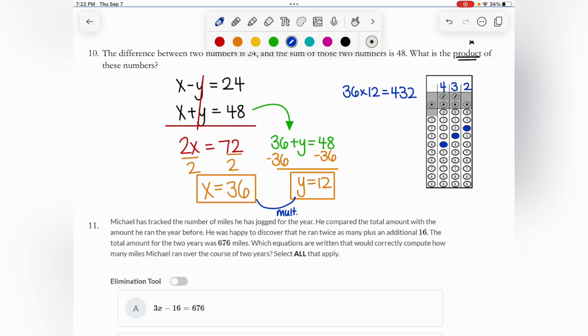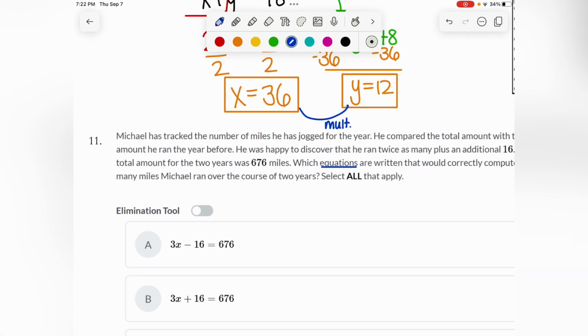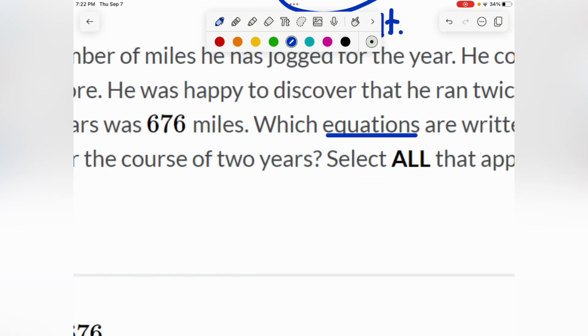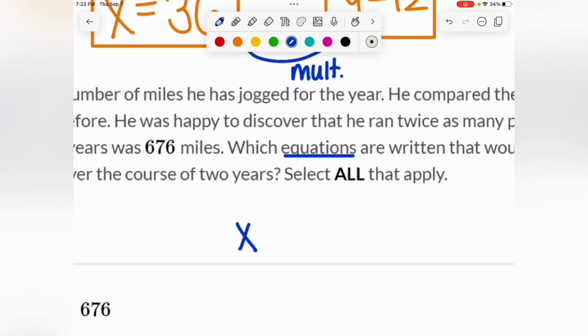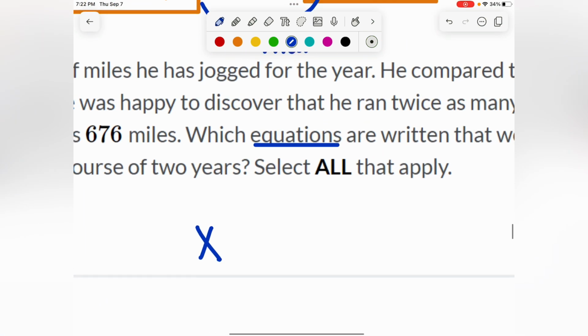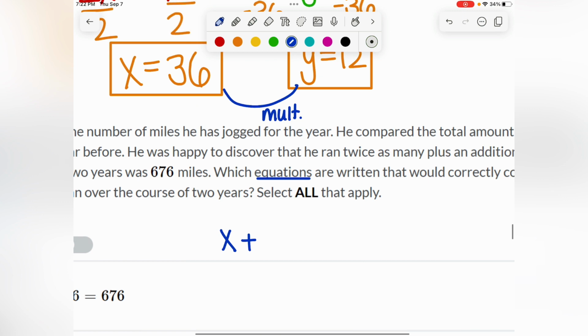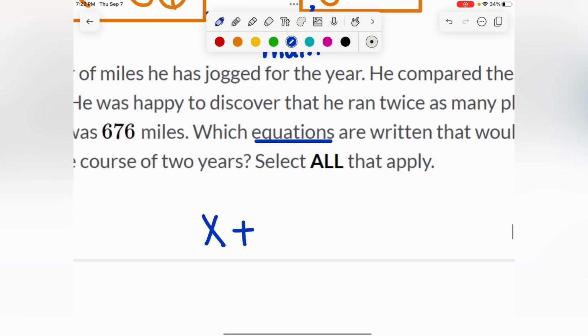Which equations, plural, are written that would correctly compute how many miles Michael ran over the course of 2 years? Select all that apply. Okay, so if the first year he ran X amount, whatever. The previous year he ran X. The next year he ran 2 times that, twice as many, plus an additional 16. So that's 2X plus 16.